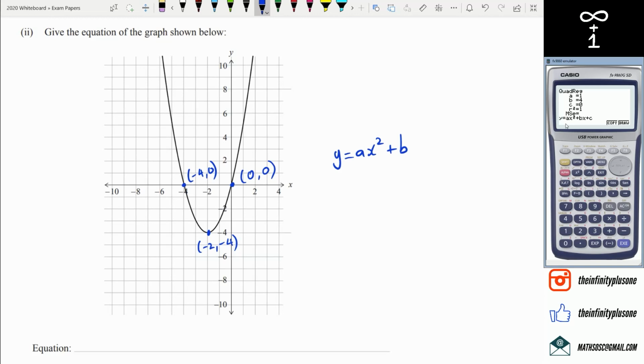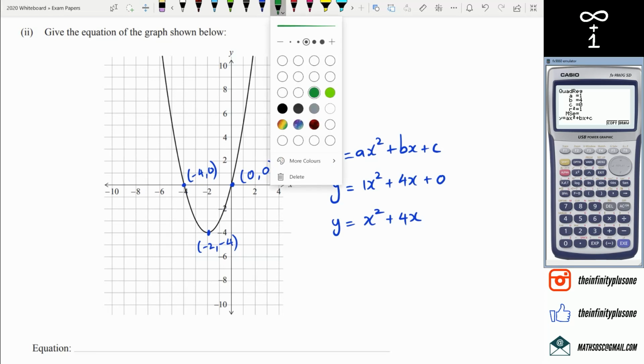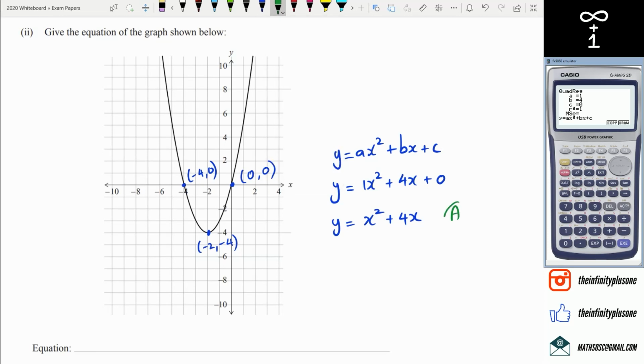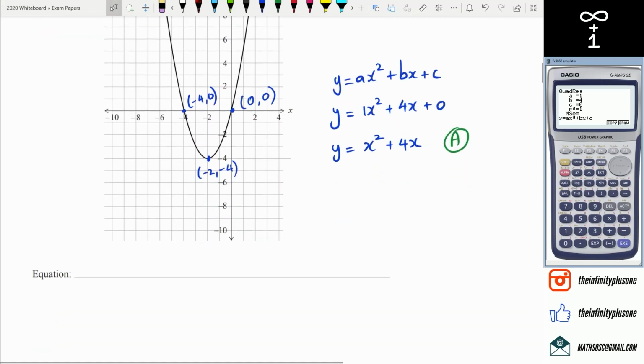And then we are going to replace our ABC values. So our A is 1, 1x squared, B is 4, and C is 0. Some of you might like to write it in a much simplified form, which is just x squared plus 4x. So with that one, we're going to get a grade of achieved, just the equation itself. All right, so let's go to question 3.